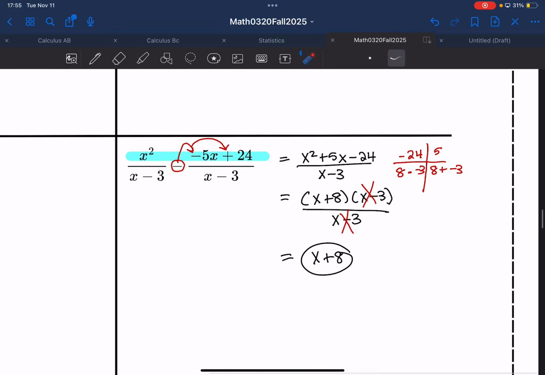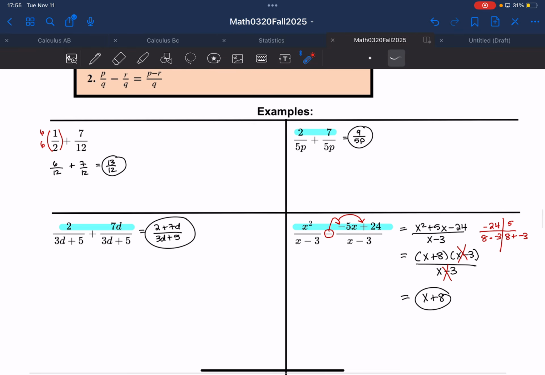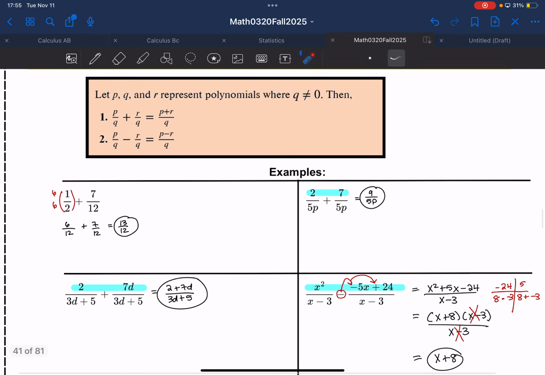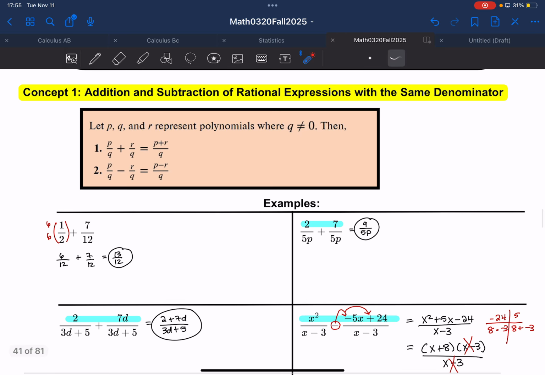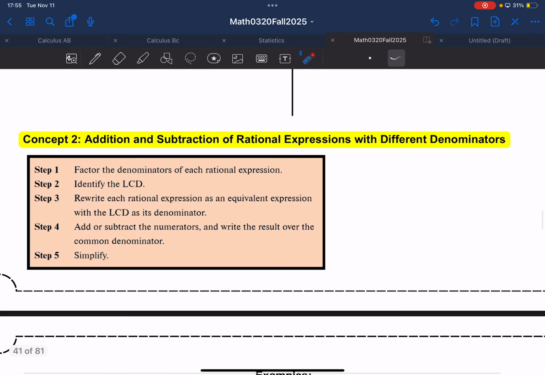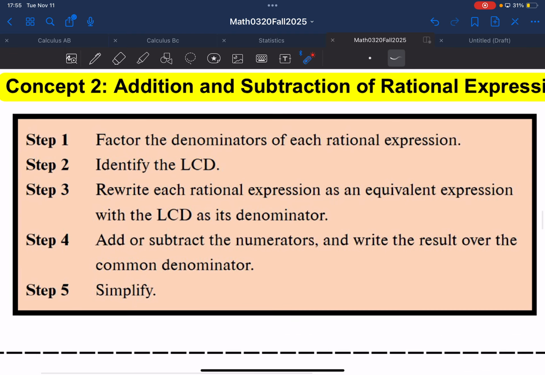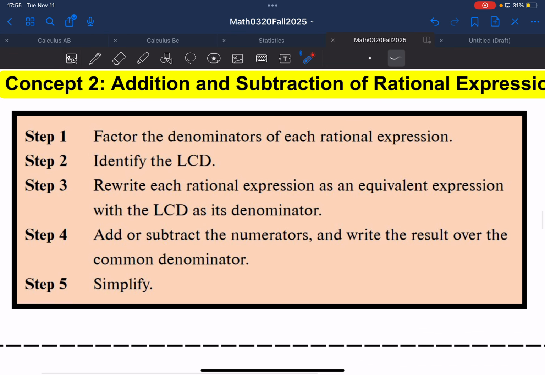Okay. So these ones were not too bad because the majority of them had a common denominator, the same denominator. Now we're going to look at ones where they have different denominators. They give you the steps here if you're that visual person and like to have this step by step.